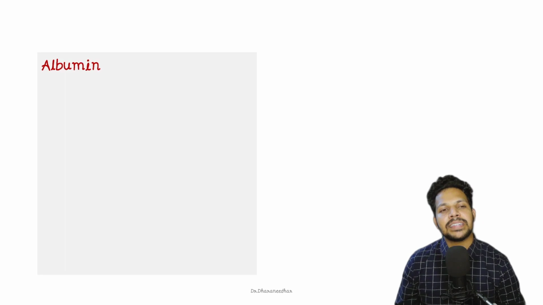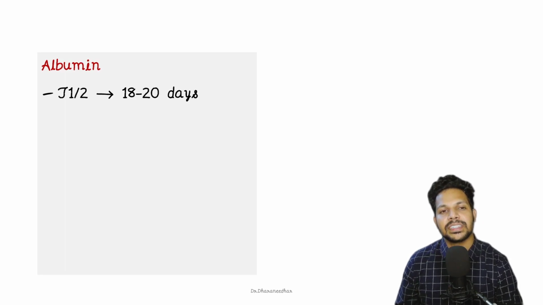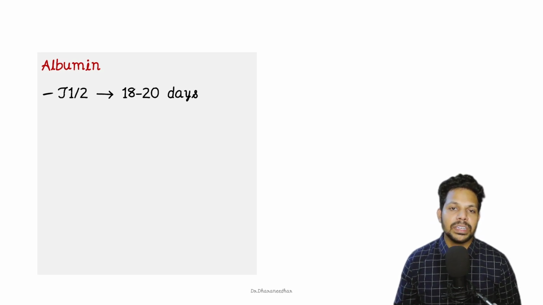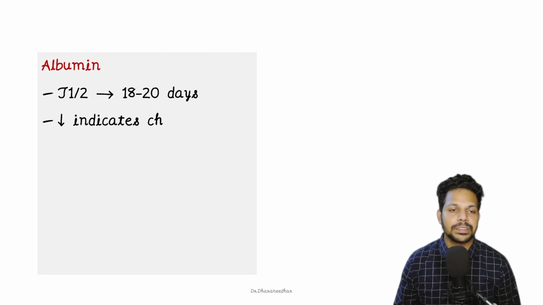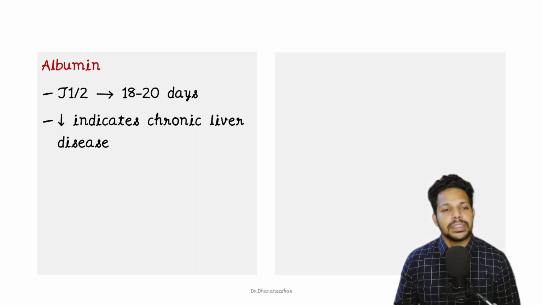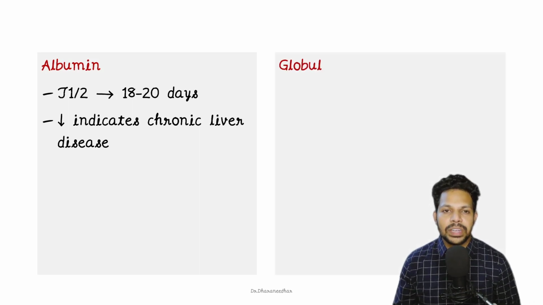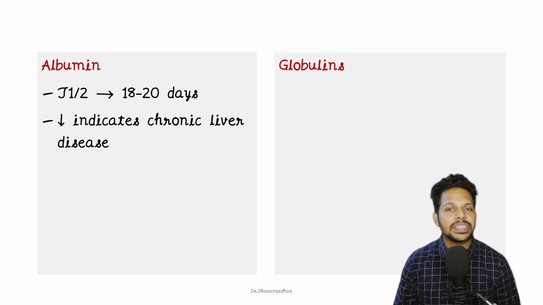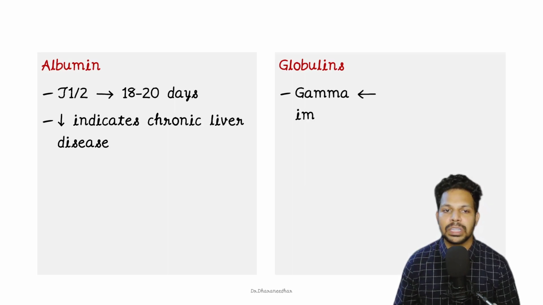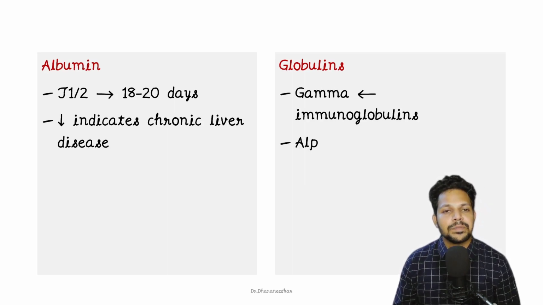Now let's look at the serum proteins, that is albumin and globulin. The albumin has a half-life of about 18 to 20 days, and a decrease in the levels of albumin will indicate a chronic liver disease, because it has a longer half-life. And we have the other proteins, the globulins. We have alpha, beta, and gamma globulins. The alpha and beta globulins are produced from the liver, whereas the gamma globulins are nothing but the immunoglobulins, which are produced from the B cells or the plasma cells.